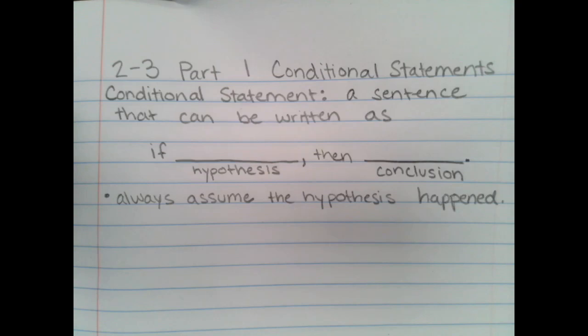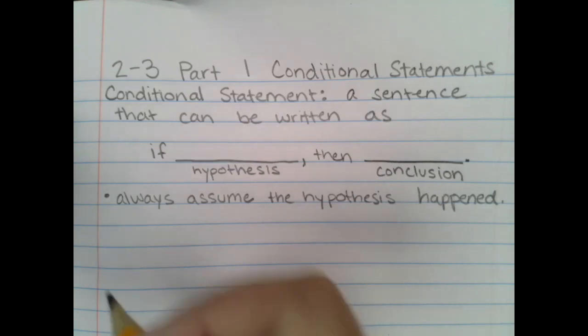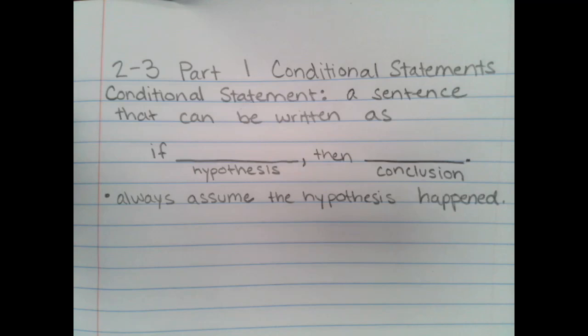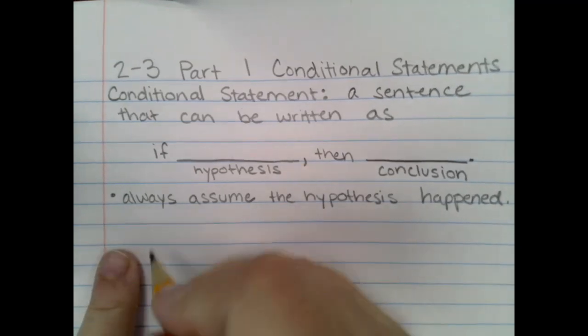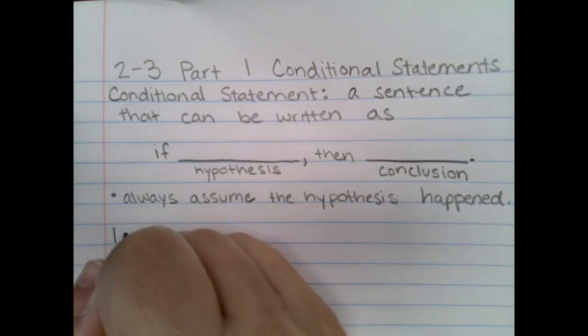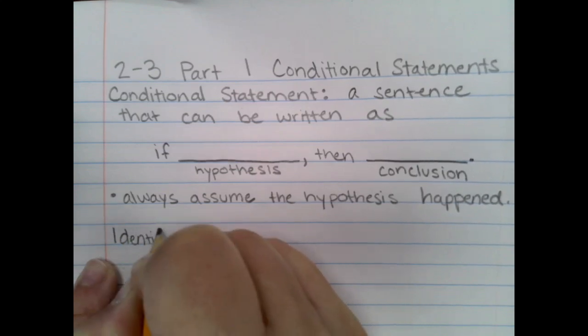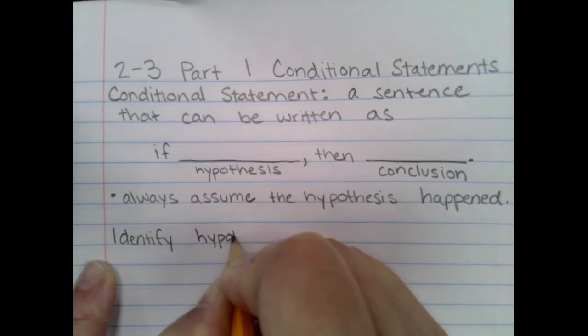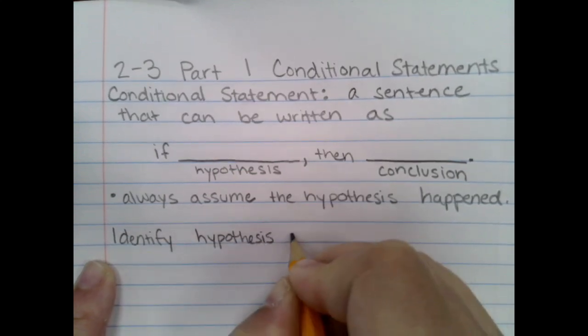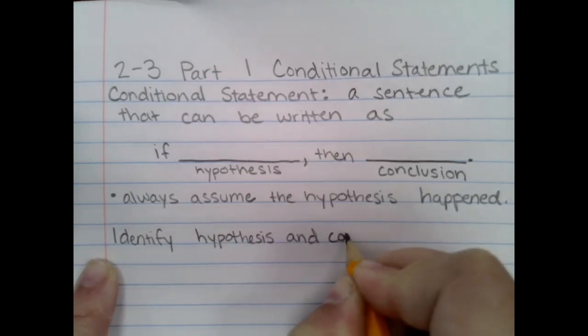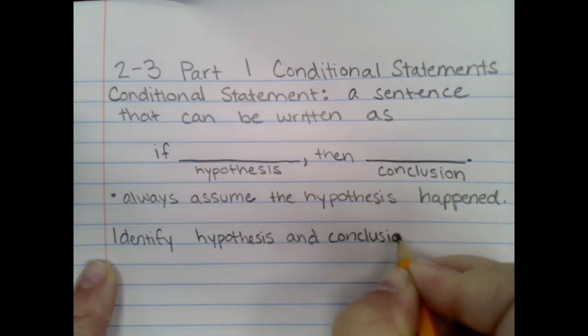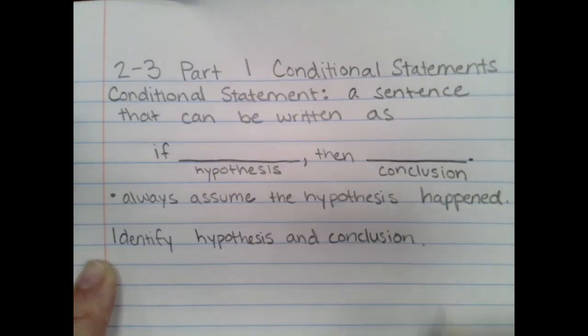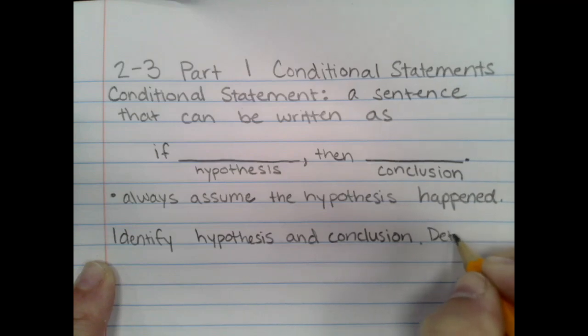All right, we're going to do 4 examples today. In our examples, if you want to write the directions, you can. If this is a long directions, that's fine. We're going to identify the hypothesis and conclusion. And then we're also going to determine the truth value.